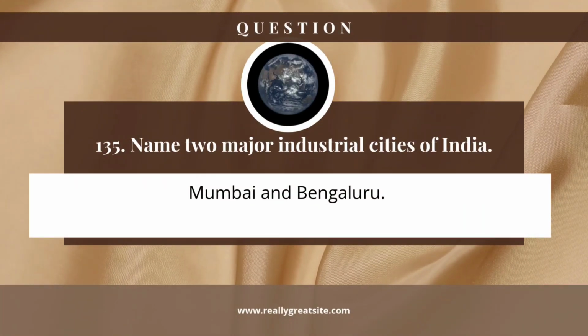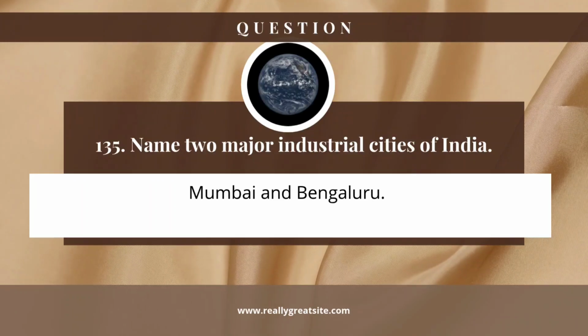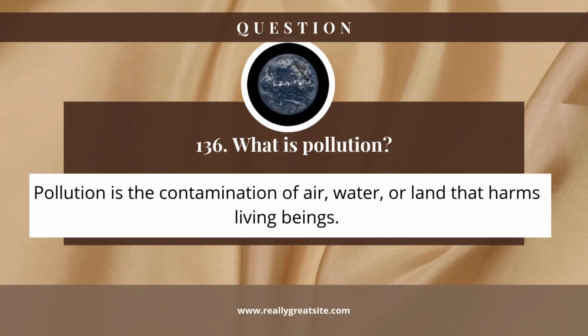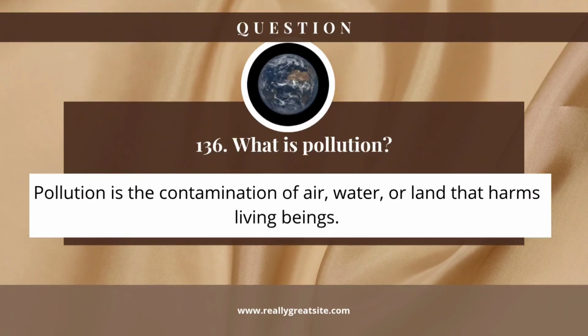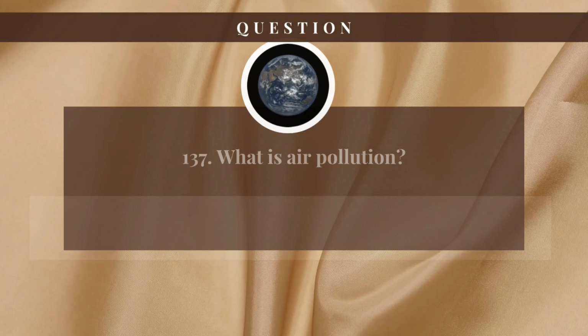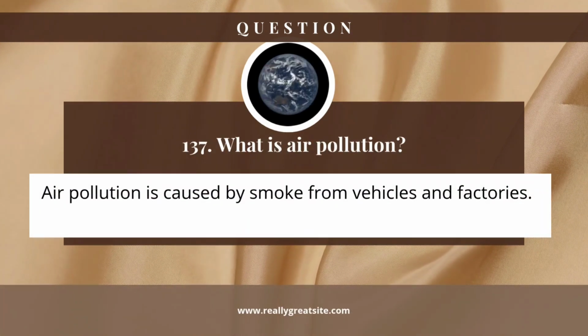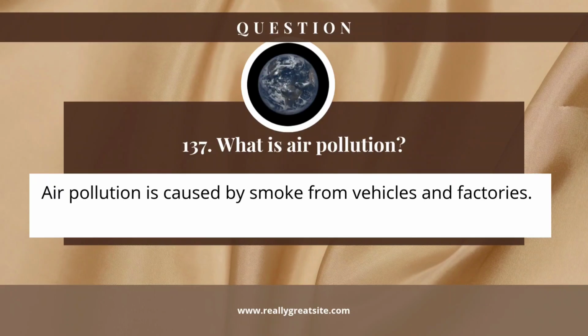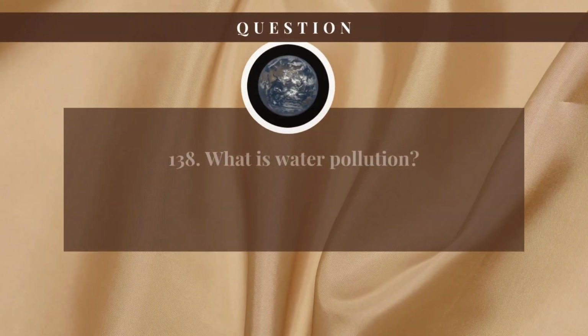135. Name 2 major industrial cities of India. Answer: Mumbai and Bengaluru. 136. What is pollution? Answer: pollution is the contamination of air, water, or land that harms living beings. 137. What is air pollution? Answer: air pollution is caused by smoke from vehicles and factories.